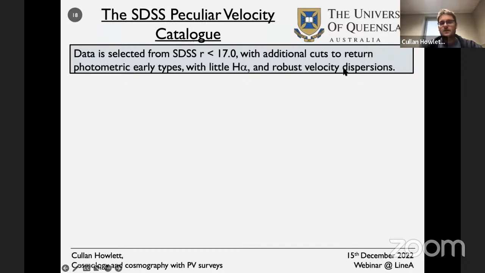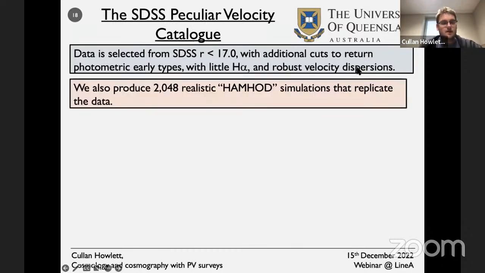And so for certain observations, sometimes you just don't get good enough signal to noise to be able to measure velocity dispersion, even for a galaxy which should fit on the fundamental plane. And so we are forced to discard that.